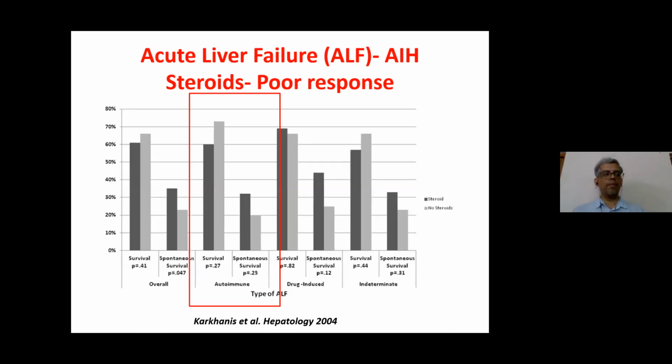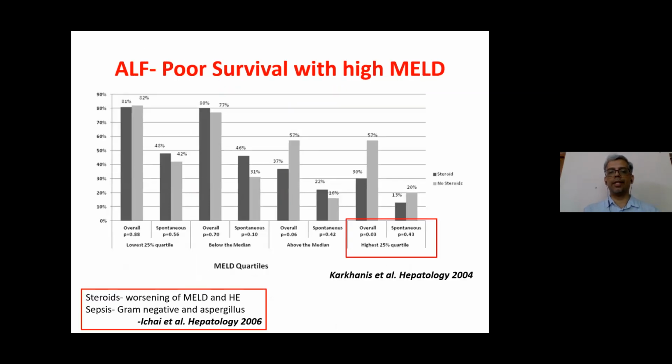Another important group of presentation is acute liver failure. The patients with autoimmune hepatitis presenting as acute liver failure do not respond well to steroids. So these patients ideally should not be treated with steroids. AIH-ALF has a poor outcome. A spontaneous survival is just 20%. So we need to consider options of transplant early.